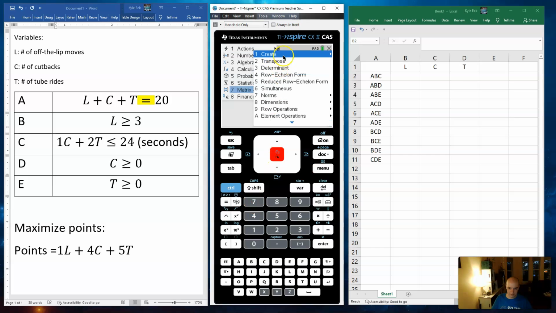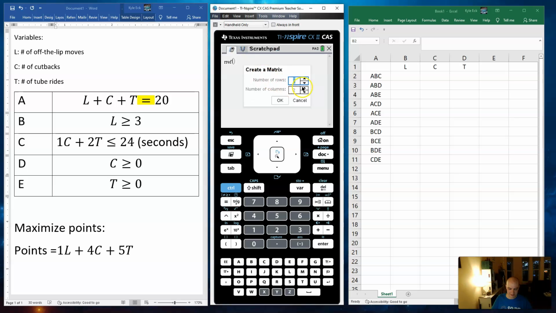Where are we? Create a matrix that is 3 by 4. There I am. So I've got this command, and I'm just going to re-edit this matrix every time. For the first one, I need to do constraint A, so I'm going to do grouping ABC. Constraint A is LCT equals 20, so I do 1L, 1C, 1T equals 20. Then 1L, 0C, 0T is equal to 3.